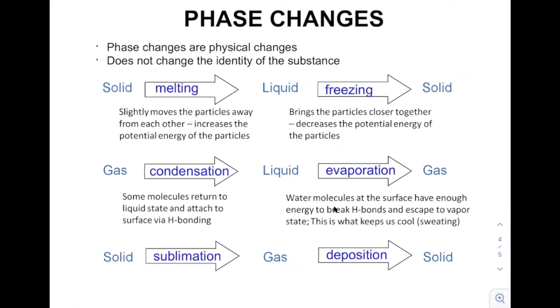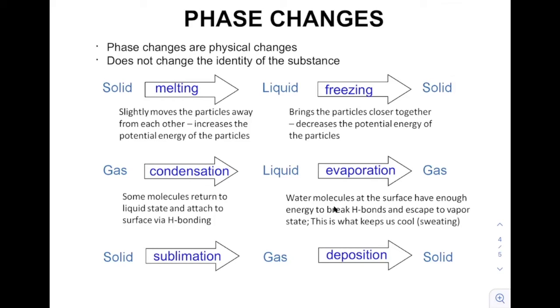Phase changes, when we change from solid, liquids, and gases, those are physical changes. We're not breaking any chemical bonds here. We are just changing the physical state. And when we go from a solid to a liquid, that is considered melting. In melting, the atoms move a little bit farther away from each other. And when we go from a liquid back to a solid, that's called freezing. And freezing brings those particles closer together again.